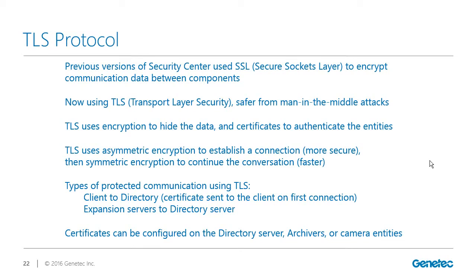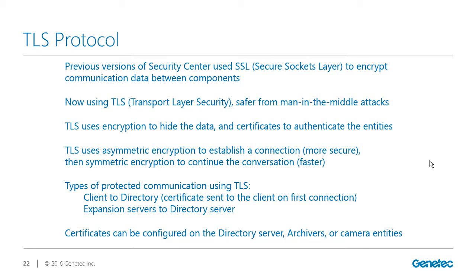It's safer from any man-in-the-middle attacks, where somebody might hijack any information and then send their own stream, and the endpoint wouldn't actually know that anything had been changed. So TLS can make things a lot more secure from that standpoint. It uses both encryption to hide the data, and it also uses certificates to authenticate who the data is coming from, and that it hasn't been changed in any way as well.